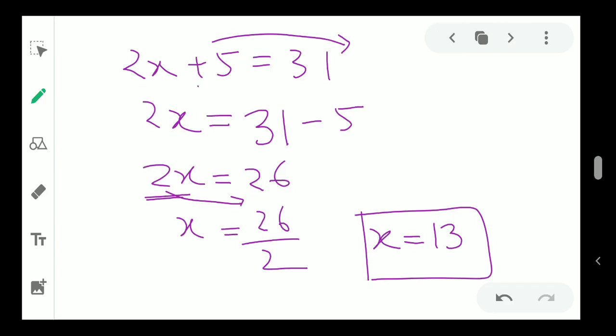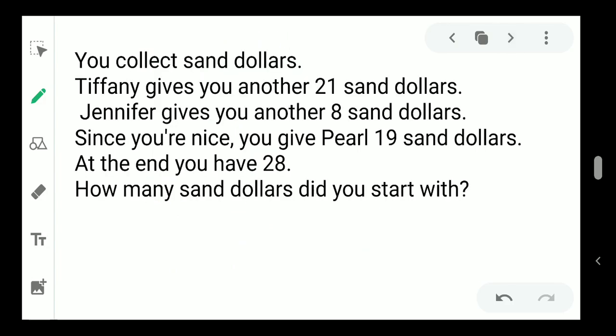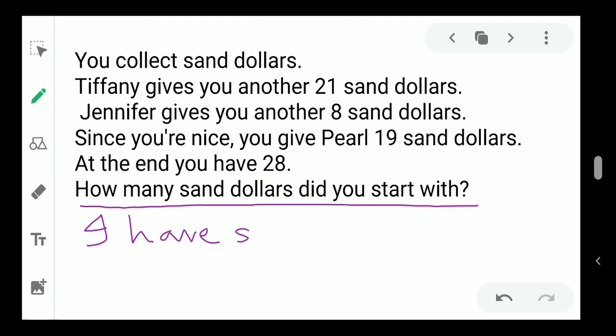Okay. The next one is also interesting. Let's see what we have. So here also the typical same thing. How many sand dollars did you start with? So let's say I have started with a sand dollars. Okay, so I am writing, so I have started with a dollar.